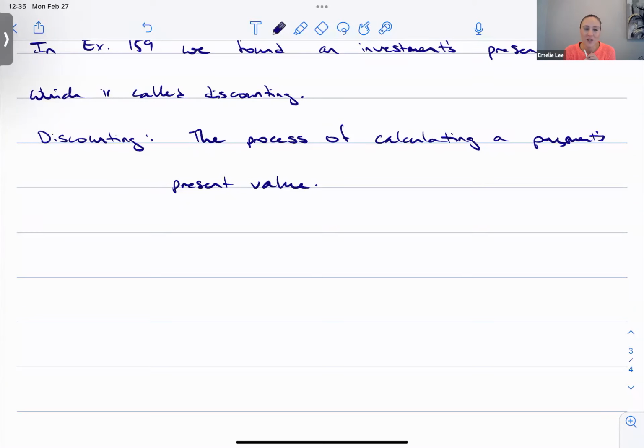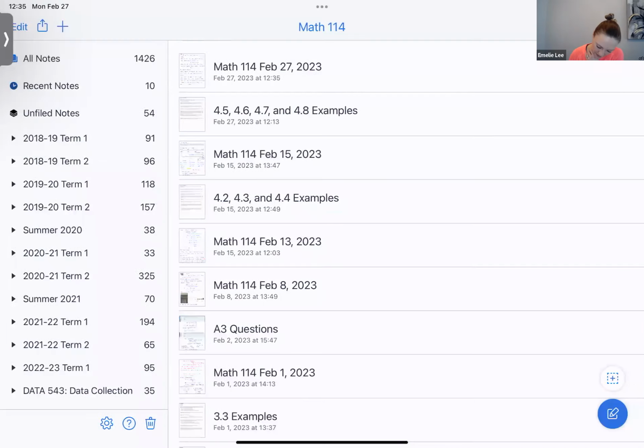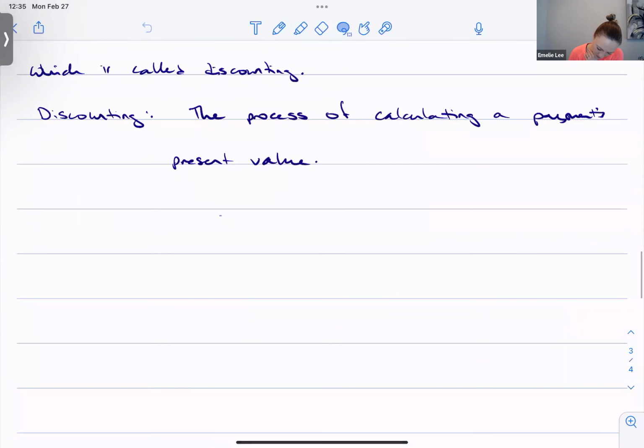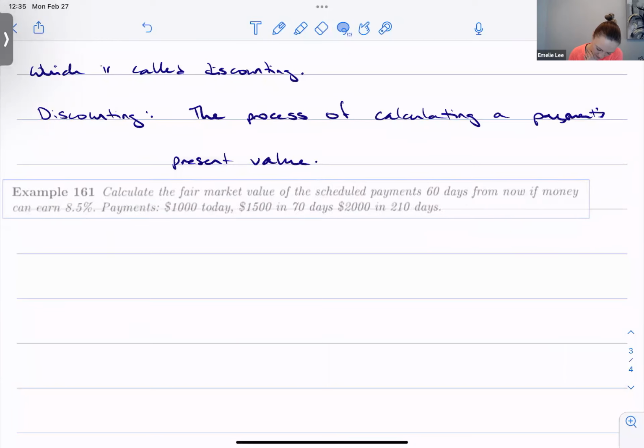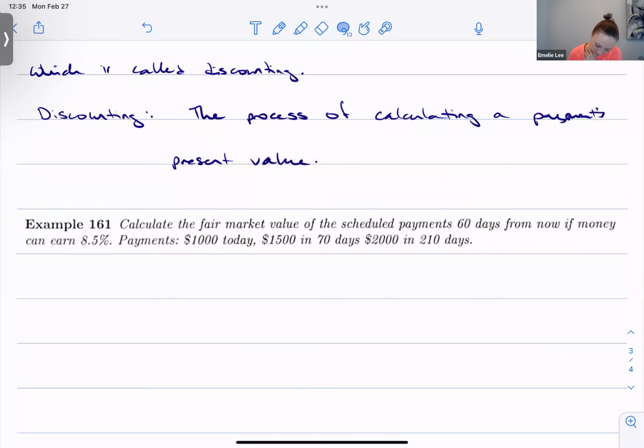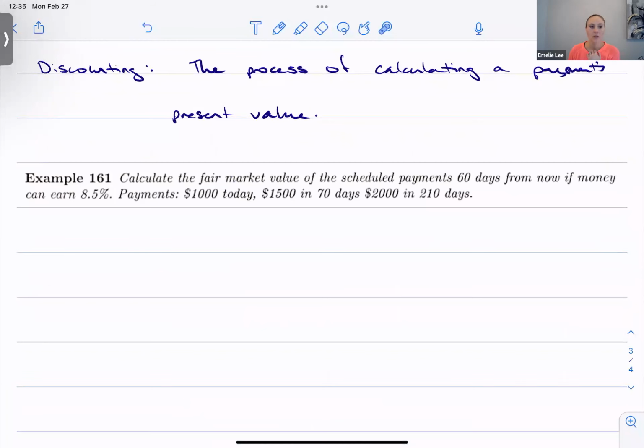Let's do another example. So this is the one that I snuck in there. You might need to jot it down, but it's a short one. I just felt like we maybe needed some more practice. Calculate the fair market value of the scheduled payments 60 days from now if money can earn 8.5%. The payments are $1,000 today, $1,500 in 70 days, and $2,000 in 210 days.